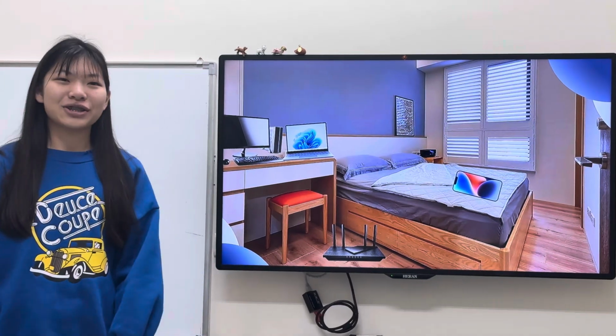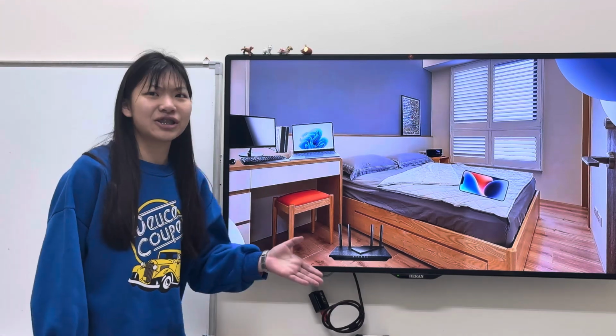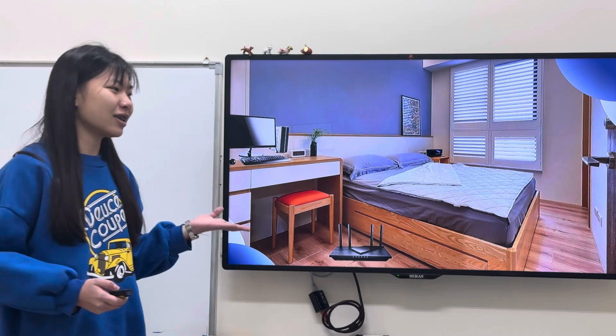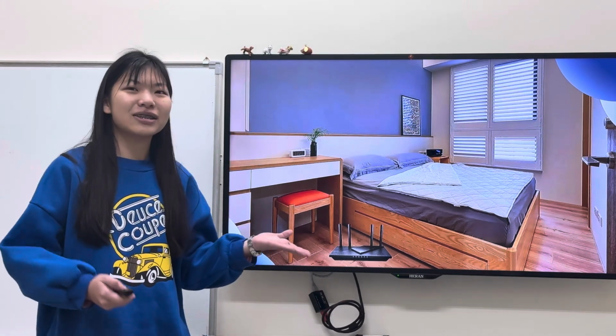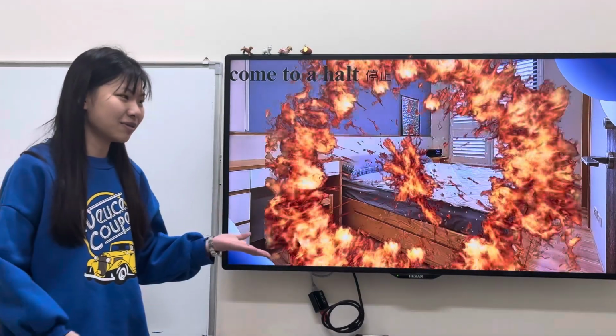Everyone, imagine waking up one day and discovering that all the technology has disappeared. There are no cell phones, no tablets, no computers, and even no internet. The world will come to a halt.